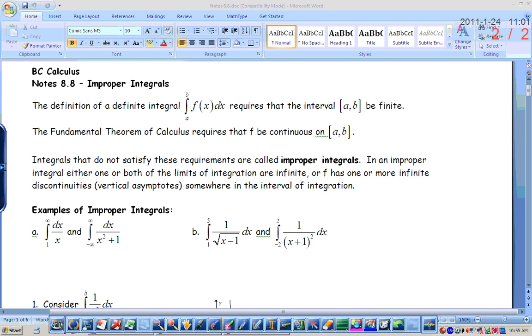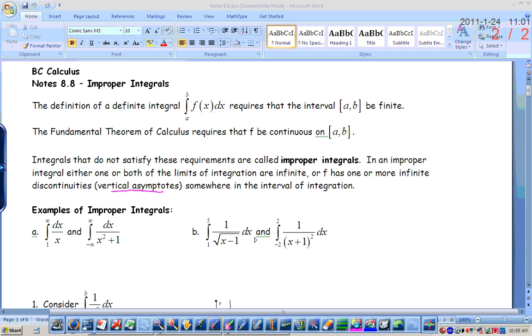In an improper integral, either one or both of the limits of integration are infinite, or f has one or more infinite discontinuities or vertical asymptotes somewhere between the interval of integration. So for example, on a, these two are considered improper integrals because one or both of the limits of integration are infinity. The ones on b are a little bit harder to recognize.